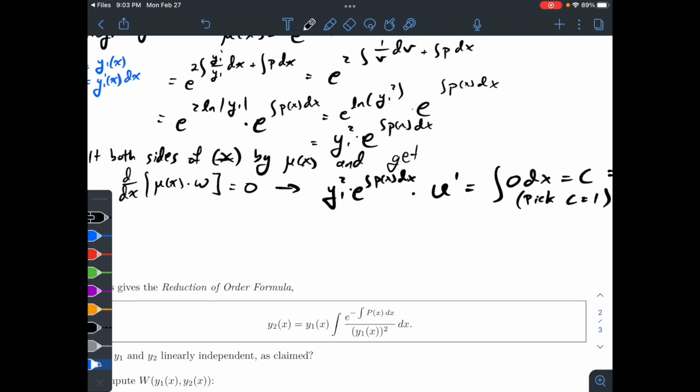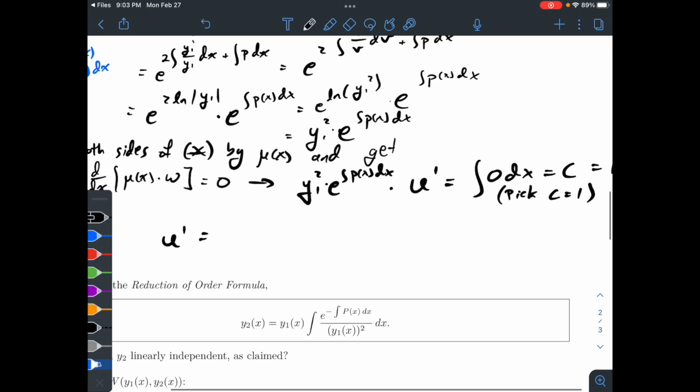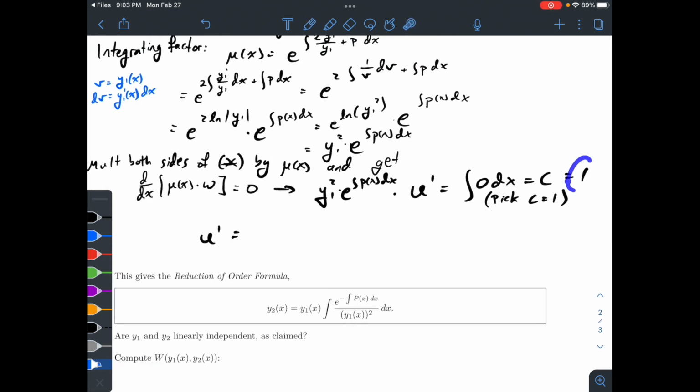All right, and so now u prime is equal to, so I have u prime times this whole thing is equal to 1. So I can just divide by this: 1 over y1 squared times e to the integral of p dx, which is really, actually, yeah, I'll write this like this.